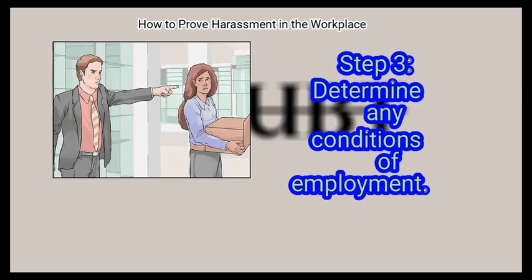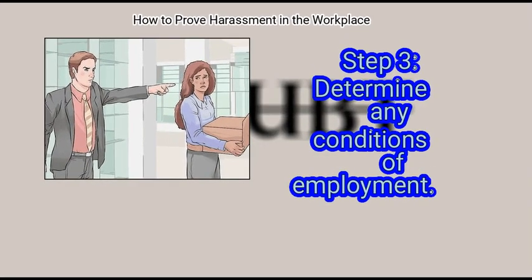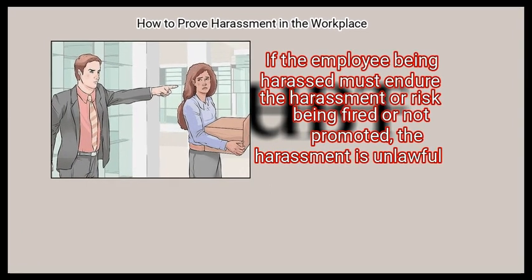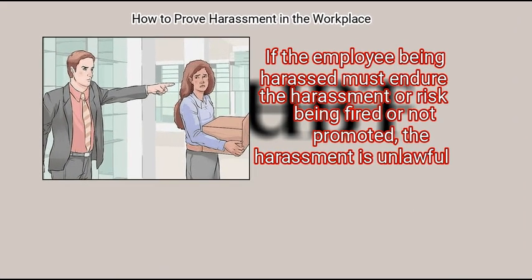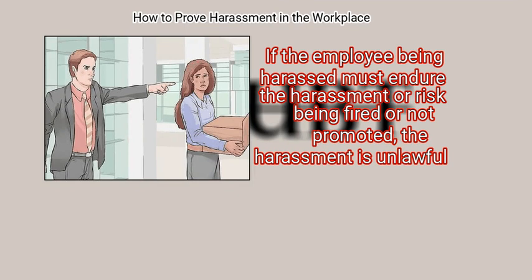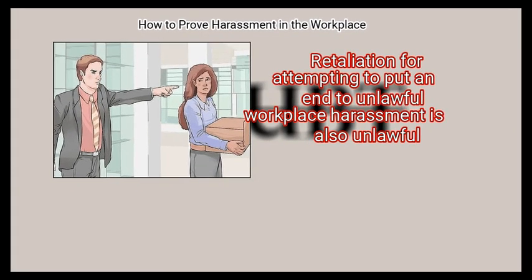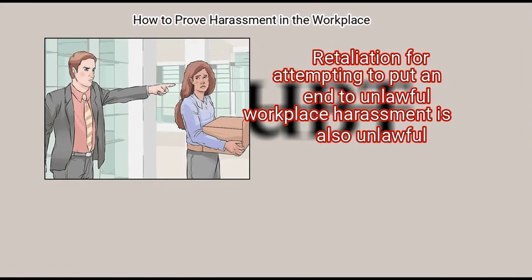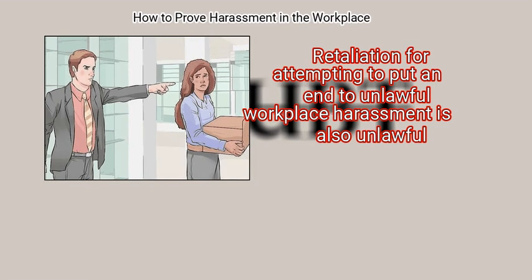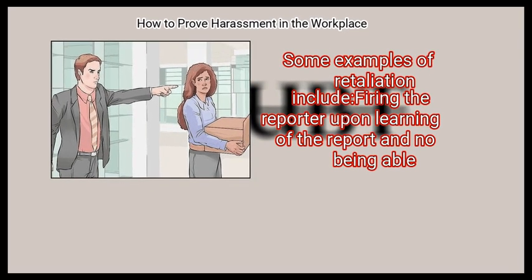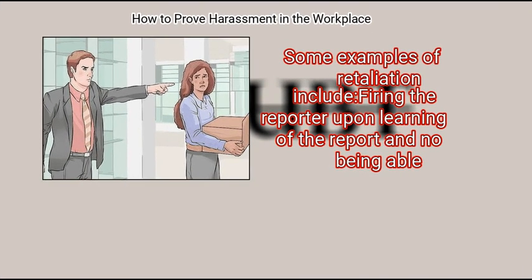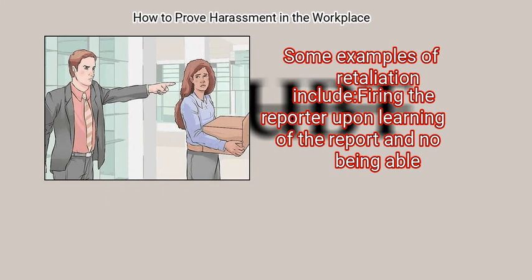Step 3. Determine any conditions of employment. If the employee being harassed must endure the harassment or risk being fired or not promoted, the harassment is unlawful. Retaliation for attempting to put an end to unlawful workplace harassment is also unlawful. Some examples of retaliation include firing the reporter upon learning of the report and not being able.